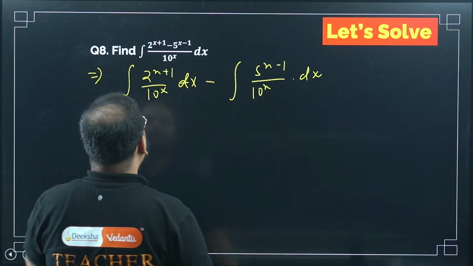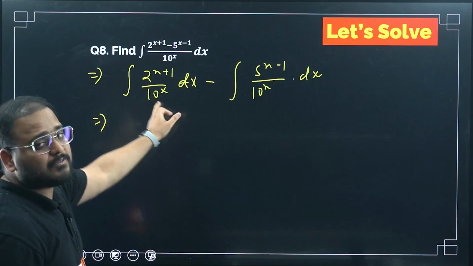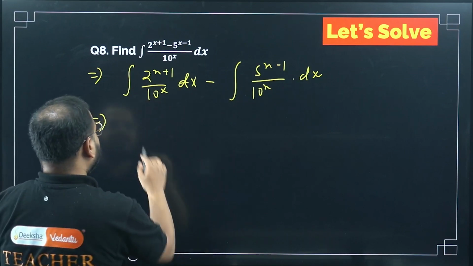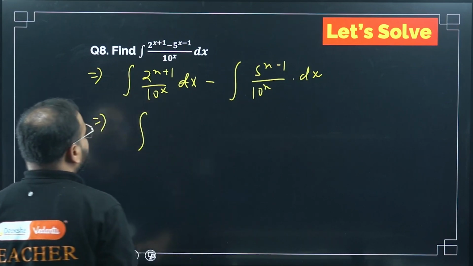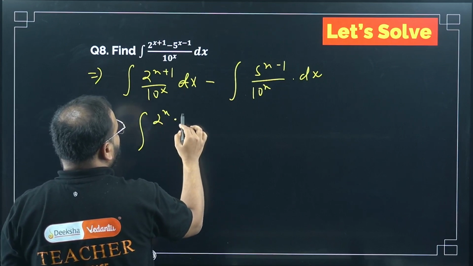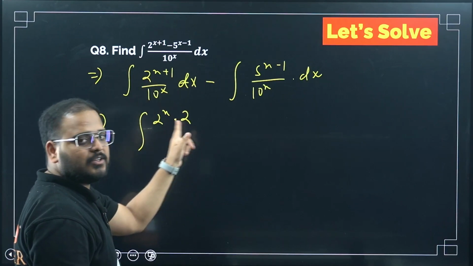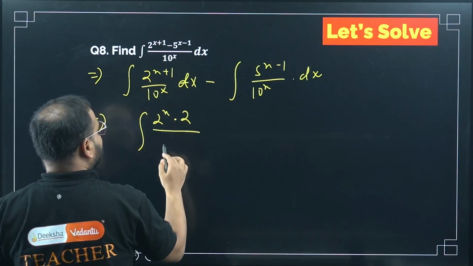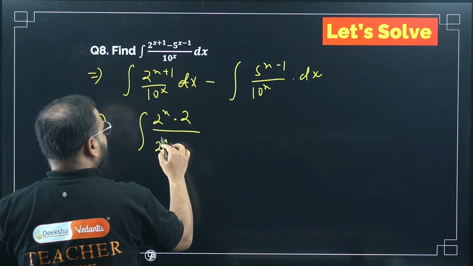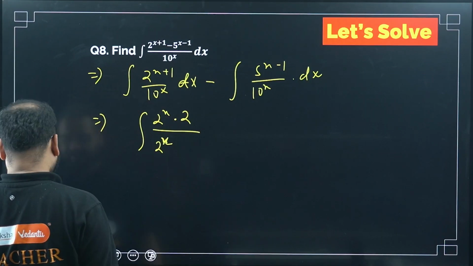Correct, right? Now if you do this, what are you going to get? Please check. I can write 10 as 2 into 5. So 2 power x plus 1 will be 2 power x into 2. And in the same way I can write 10 power x as 2 power x times 5 power x.